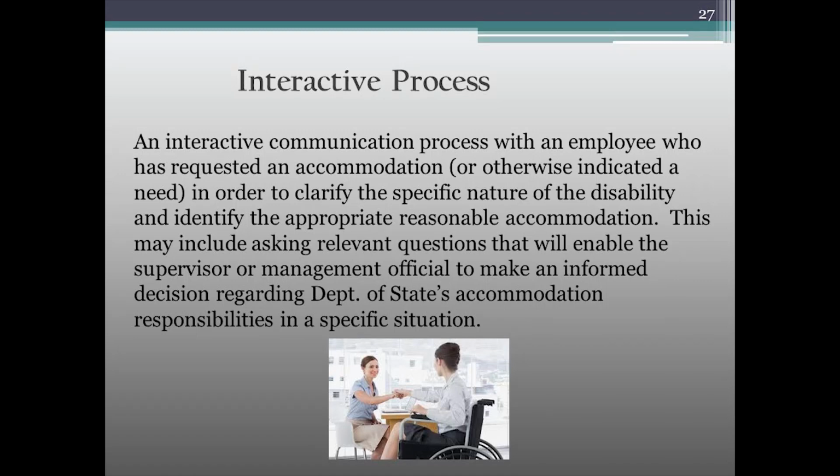Next, I'm going to turn it over to Kendra to talk a little bit more about the interactive process. So the interactive process is basically just a communication between the individual with the disability and their manager and supervisor. This is the time when the manager is going to ask relevant questions that enable the individual to make a decision regarding what reasonable accommodations are going to be necessary in this specific situation.